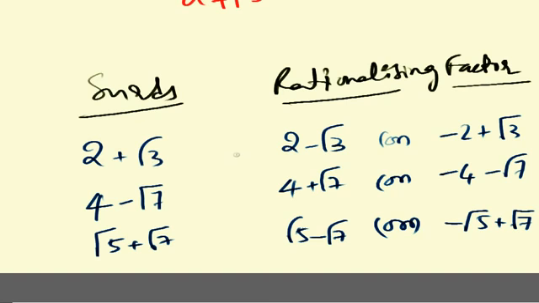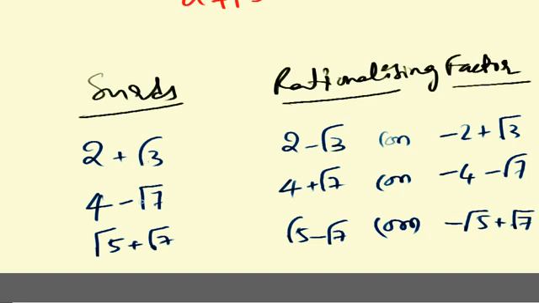For 2 plus root 3, the rationalizing factor is 2 minus root 3, and it can also be written as minus 2 plus root 3. So you are changing one of the signs. For 4 minus root 7, it can be 4 plus root 7 or minus 4 minus root 7. For root 5 plus root 7, it can be root 5 minus root 7 or minus root 5 plus root 7. This is how you find the rationalizing factor, by changing either of the signs.